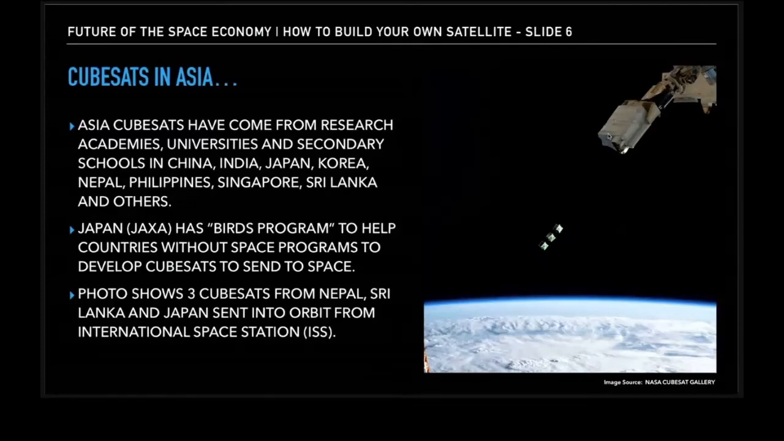But some CubeSats were launched in Asia, and Asian places that have launched CubeSats include China, India, Japan, Korea, Nepal, Philippines, Singapore, Sri Lanka, and many others. Japan has actually helped many countries without their own space programs develop CubeSats and send them to space through the BIRDS program. And here in this photo, you can see 3 CubeSats from Nepal, Sri Lanka, and Japan, which were sent into orbit from the International Space Station.